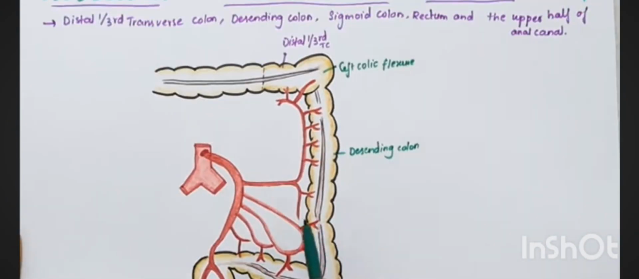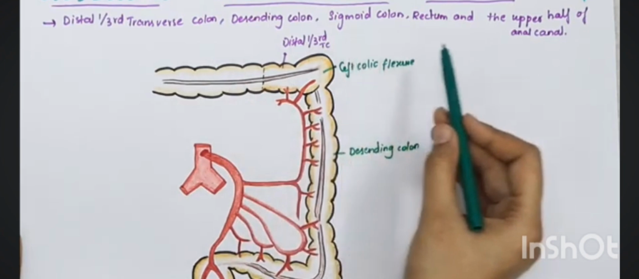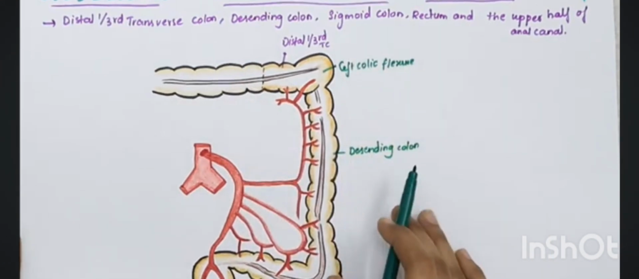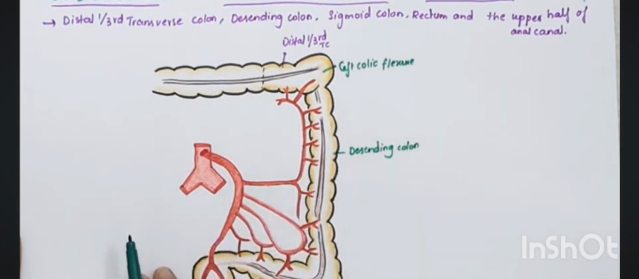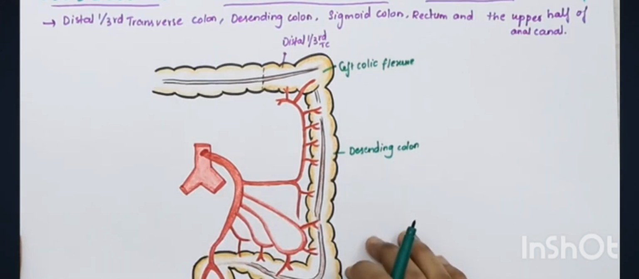You can remember the parts supplied by the inferior mesenteric artery easily by comparing them to the parts that are supplied by the superior mesenteric artery. Now coming to the origin of the inferior mesenteric artery.